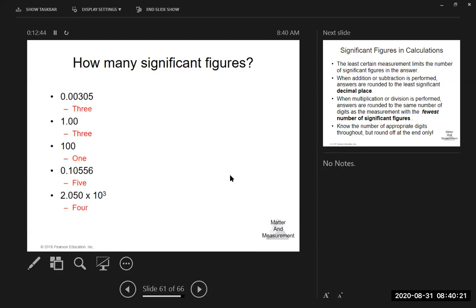So does everyone kind of get a feel for the significant figure stuff?